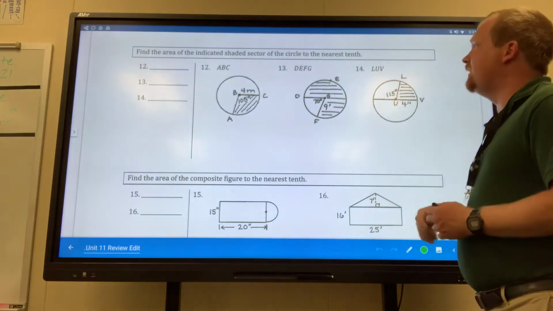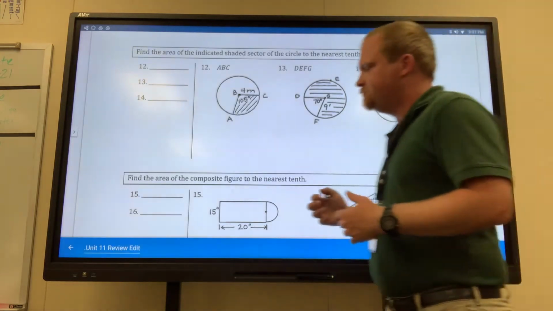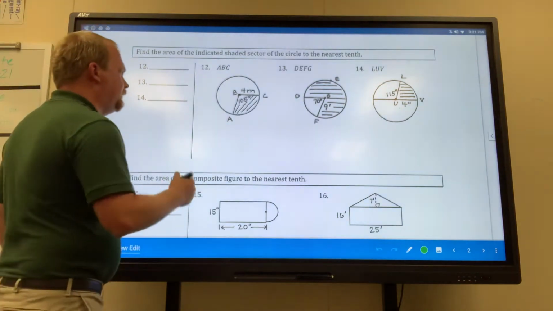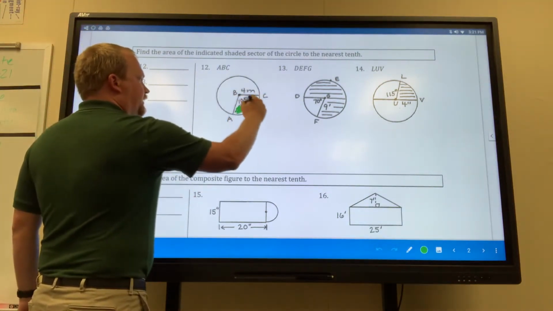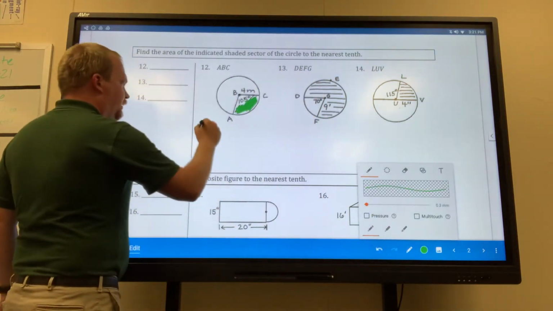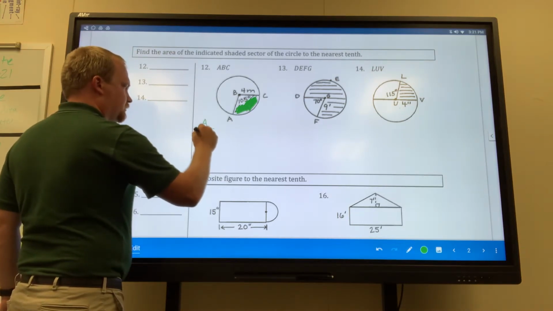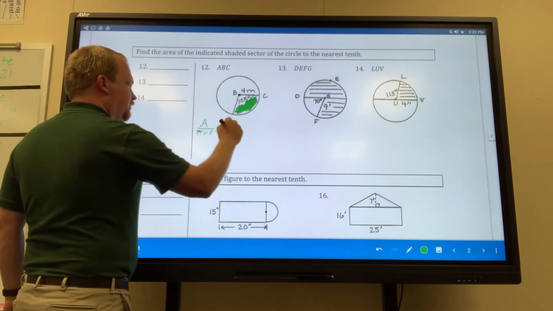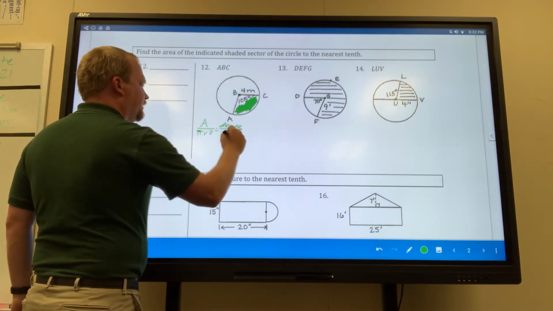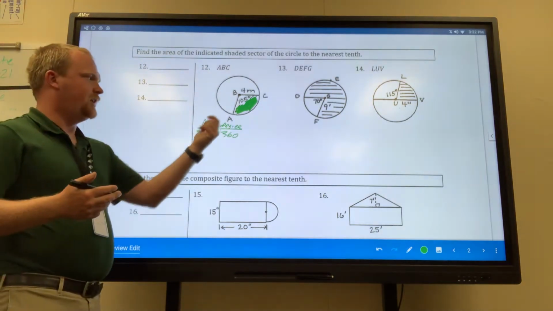So, just to start off, we want to find the area of the indicated shaded sector of the circle to the nearest tenth. This problem is very similar to finding the arc length, but the only difference is that we're looking for the area here. So that means I'm going to go A over pi r squared equals the degree over 360. Okay, so we have to figure out the pi, the radius, and the degree.